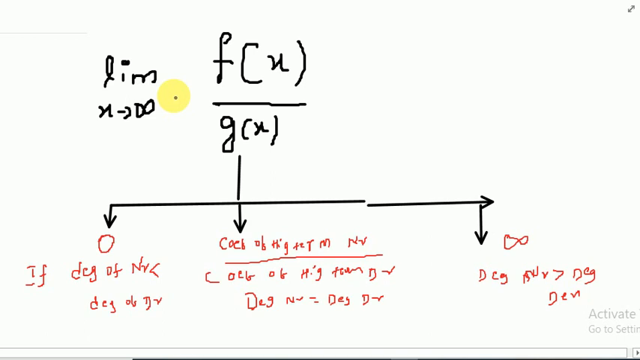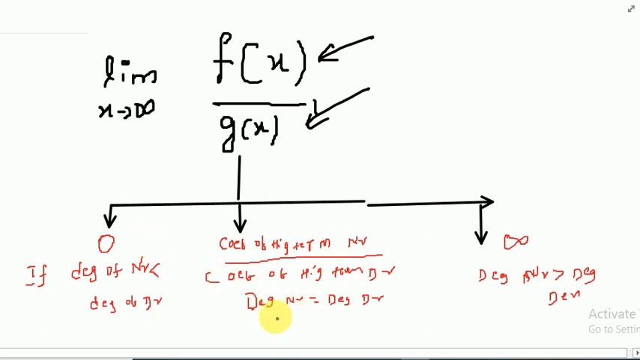g of x. In these problems there will be three different cases. Limit of f of x divided by g of x. Here f of x as well as g of x will be polynomial functions. So here the highest degree, in fact we can call it the degree of numerator and degree of denominator. If degree of numerator is less than degree of denominator, then this limiting value will be 0. Remember, degree of numerator less than degree of denominator, then limiting value will be 0.